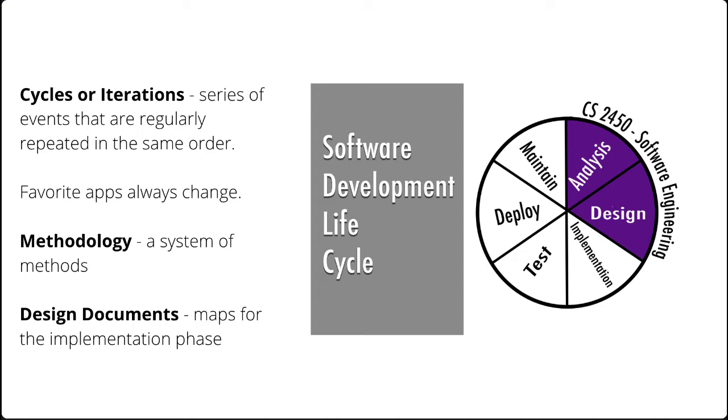One important detail to note is that the software development life cycle, cycle is a key word here. A cycle is a series of events that are regularly repeated in the same order. As we design and build software, after all the phases are finished, we will start the process over again. We never truly finish. Notice all your favorite apps are constantly improving and changing.